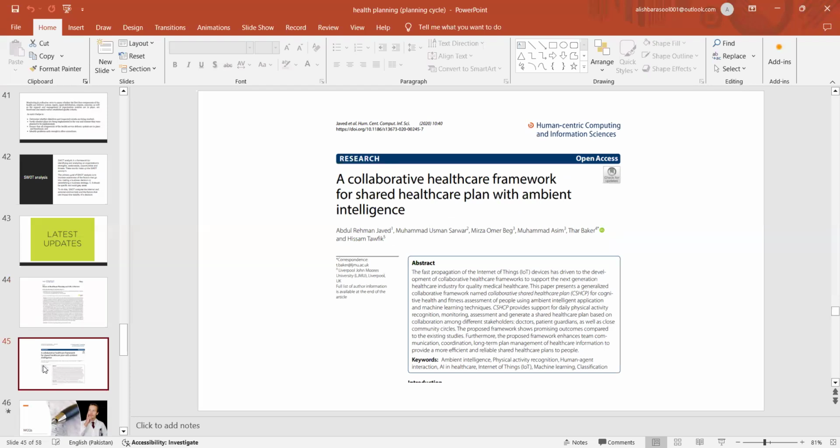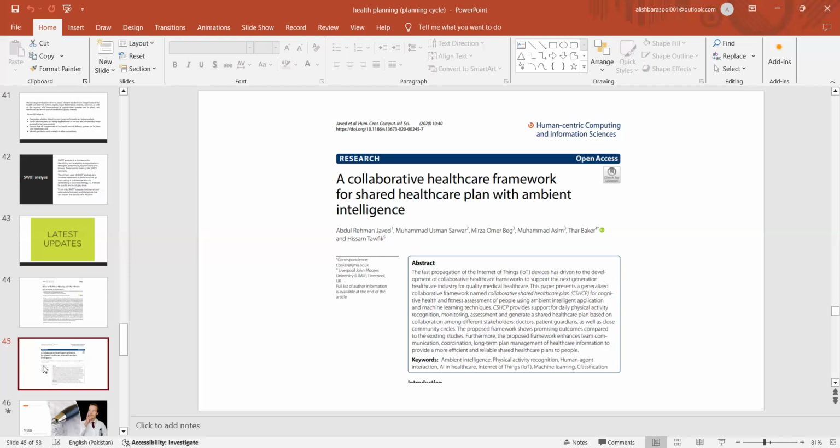The fast propagation of Internet of Things devices has driven the development of collaborative healthcare frameworks to support the next generation healthcare industry for quality medical healthcare. This paper presents a generalized collaborative framework named Collaborative Shared Healthcare Plan for Cognitive Health and Fitness Assessment of People using ambient intelligent application and machine learning techniques.